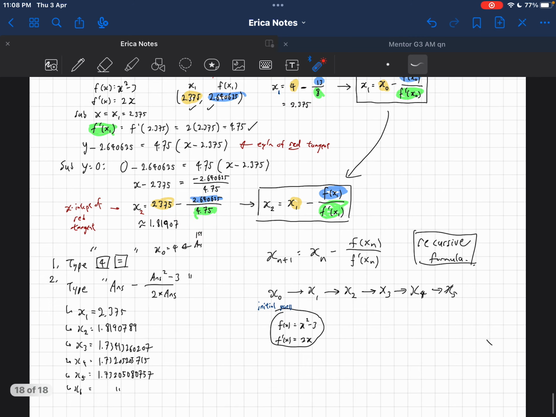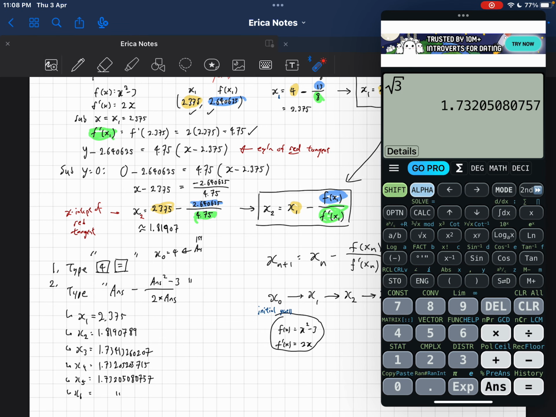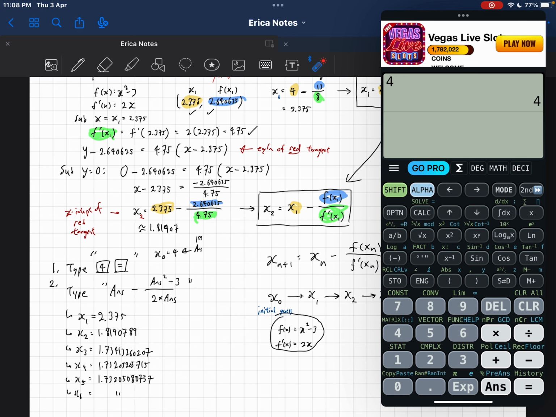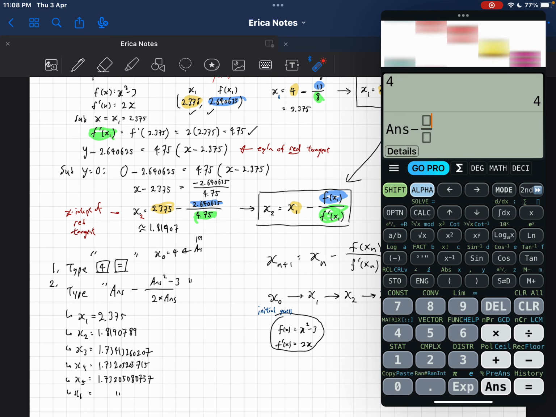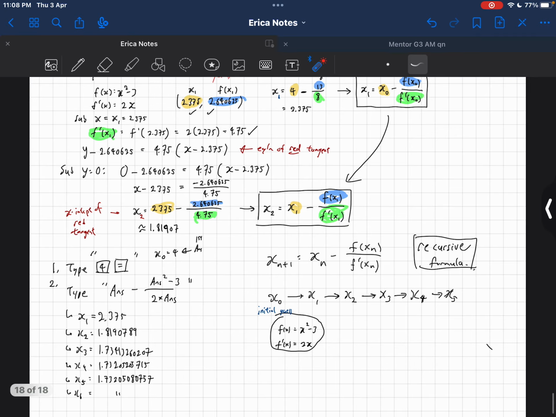Let's do the following experiment. We're gonna type in square root 3. Let's recall the value. Okay, good. Then I type in 4. I type in equal. I press clear. For my calculator, I need to press clear. Most calculators don't need. Okay, next, what we do is we press ANS minus fraction ANS square minus 3 divided by 2 times ANS.